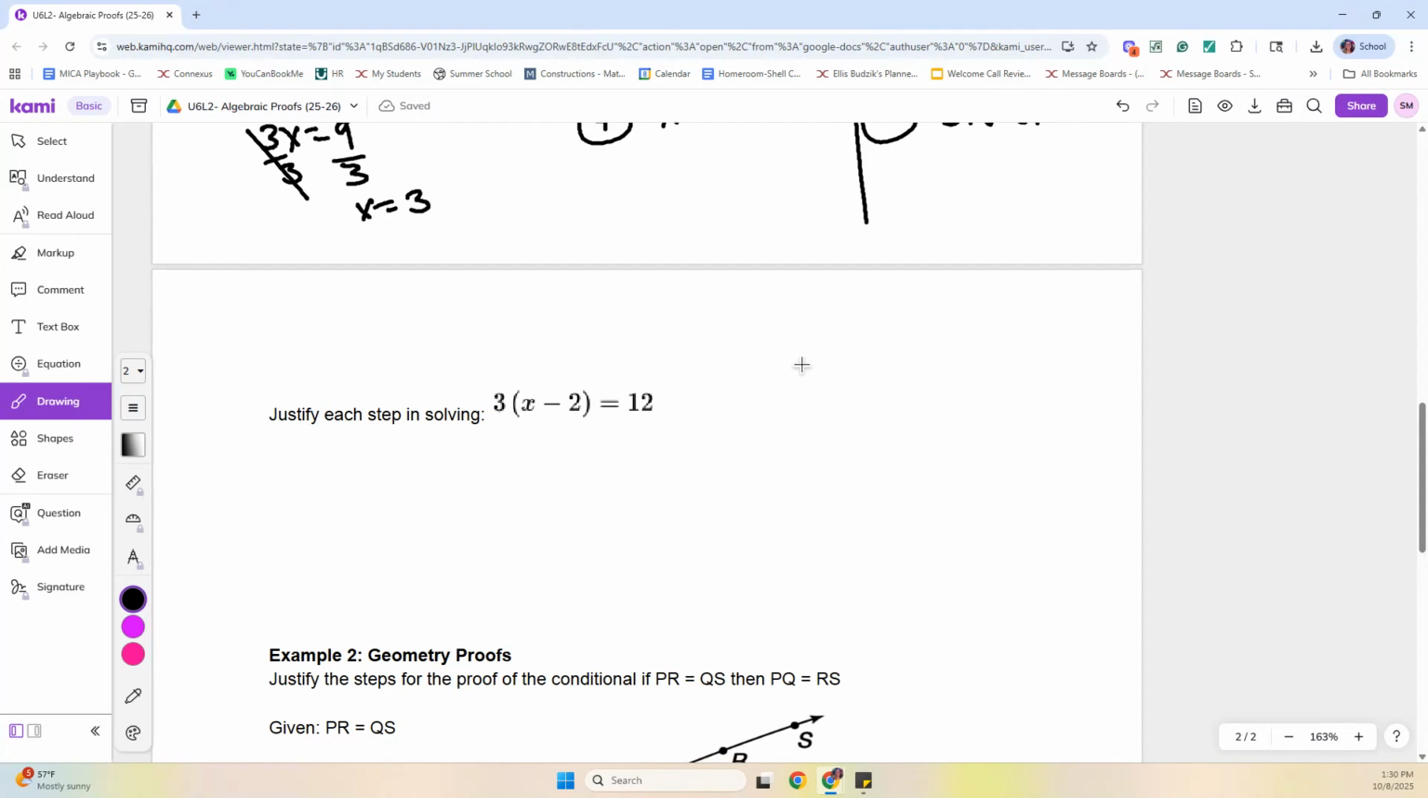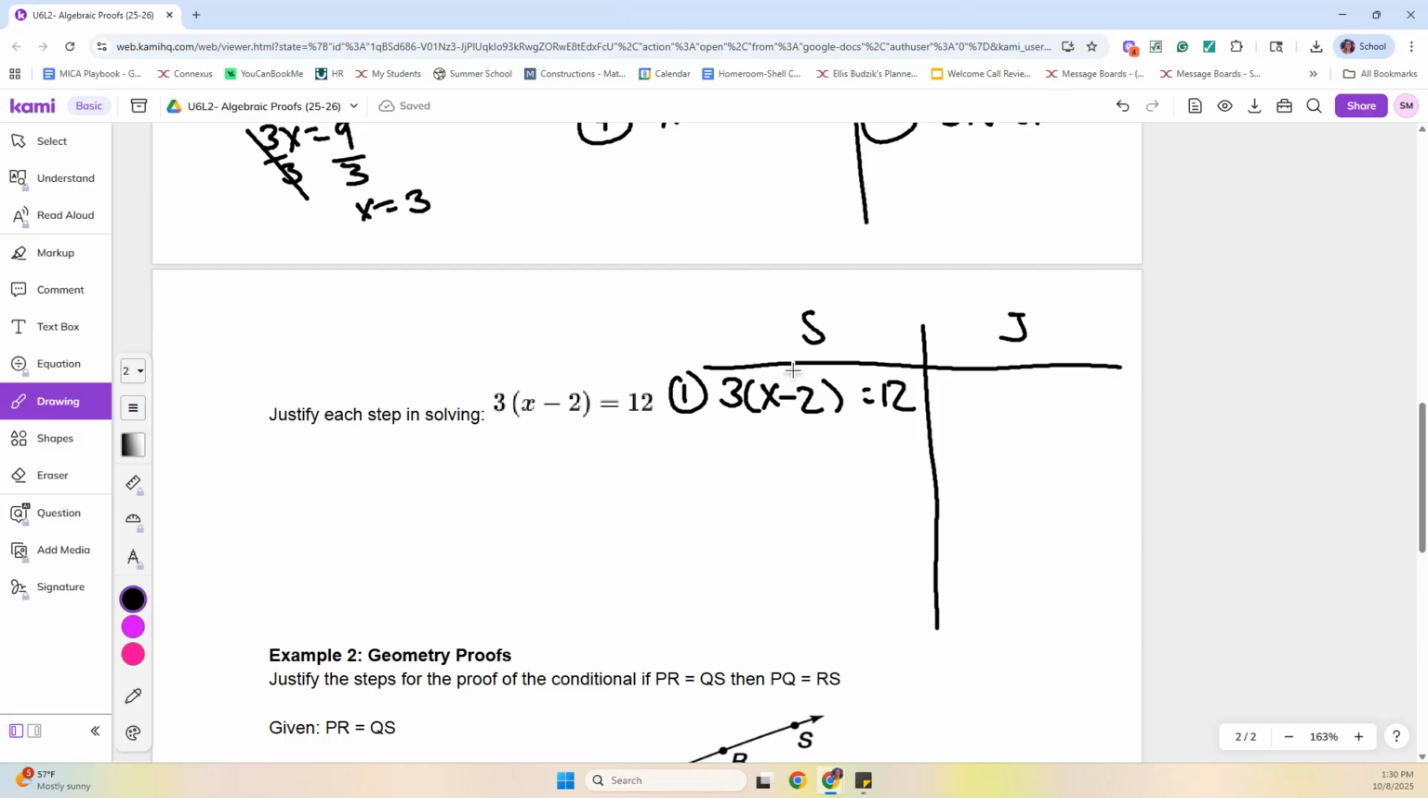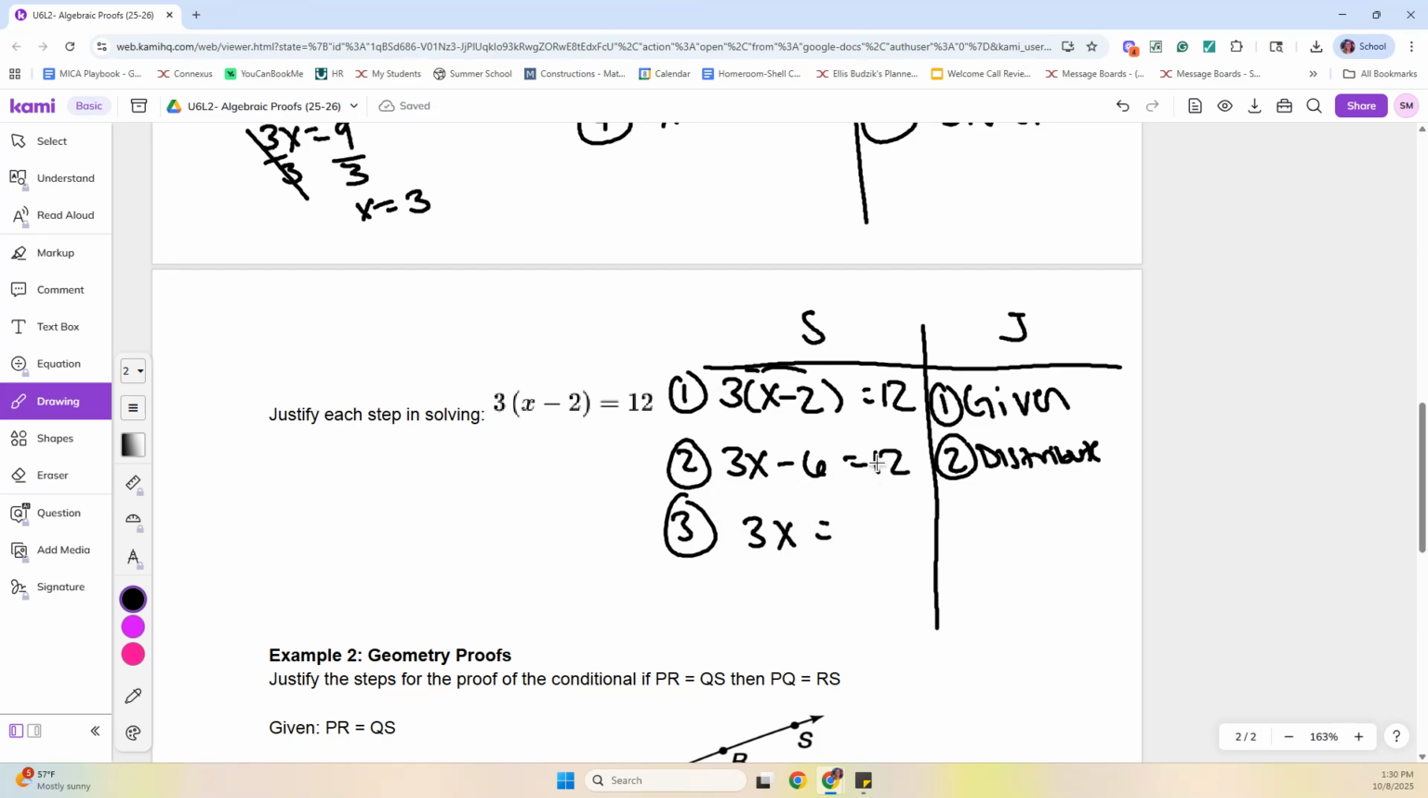Next one, again, I'm going to write this out. So statements, justification, step 1 is just what we're given. First thing here, I'd probably distribute this out. When I distribute, I'm left with 3x minus 6 equals 12. So what did I do? I just distributed. Step 3, I would probably add the 6, so then I'd be left with 3x equals 12 plus 6, which is 18. So that was just addition.